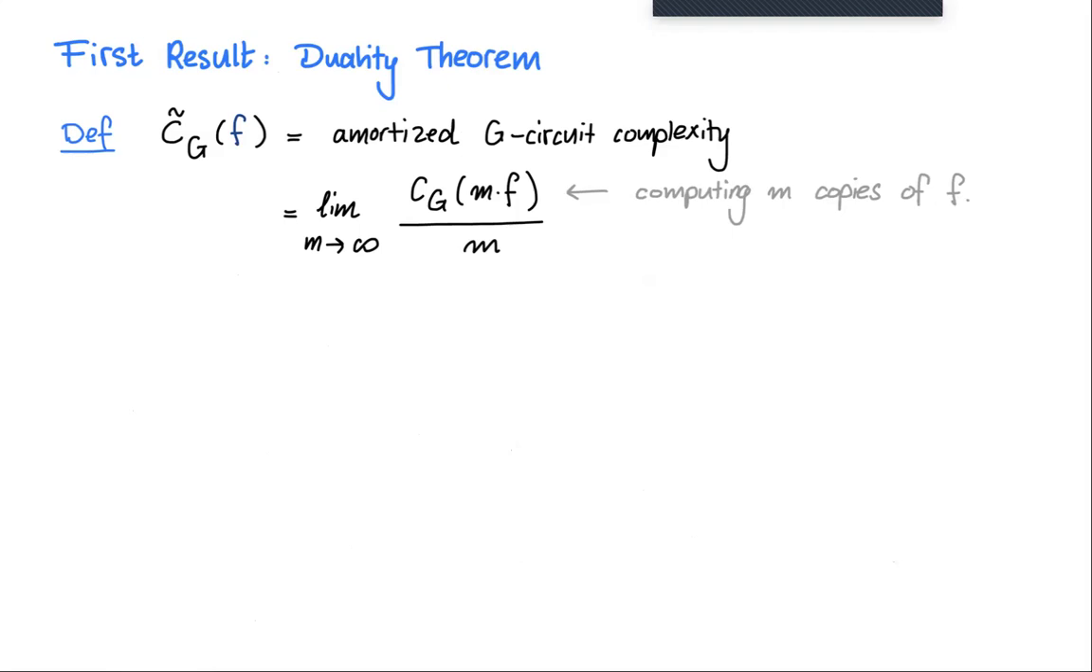Here's our first result. I'm going to talk about 3 results. Here's the first one. It's a duality theorem. And to explain this duality theorem, I will first define this CG twiddle of the Boolean function f, which is the amortized G circuit complexity, which is defined as the cost of computing n copies of the function f divided by m, where we let m go to infinity.